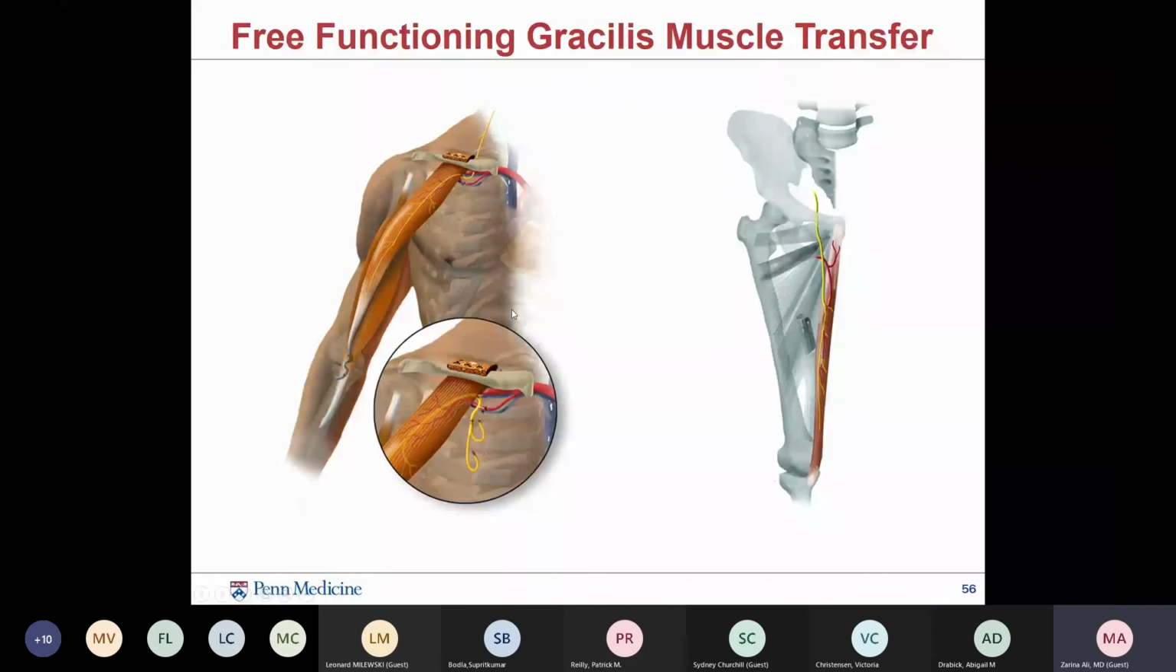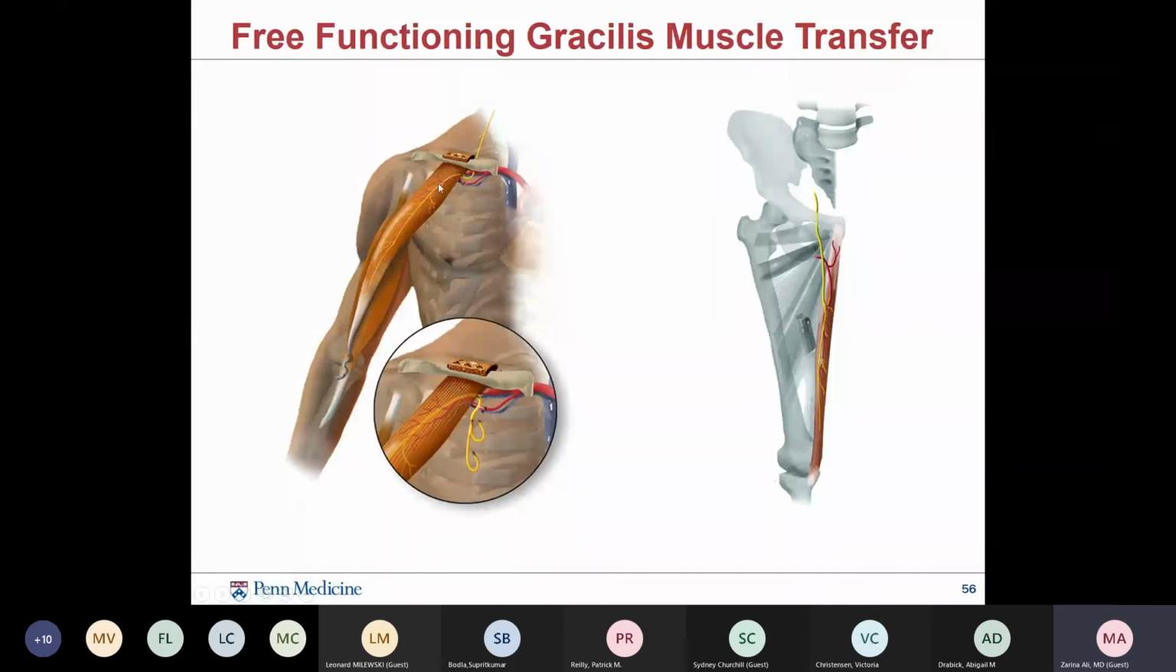Another great option that we have here is utilizing free functioning gracilis muscle transfer. This is a procedure we do with our orthopedic colleagues. So Scott Levin, who's my co-director at the Penn Nerve Center, does these procedures with us, where we are utilizing the gracilis muscle with a neurovascular pedicle, including a portion of the obturator nerve, and then bringing it up to the level of the clavicle where it's secured, and then it is sewn into the tendon of the biceps.